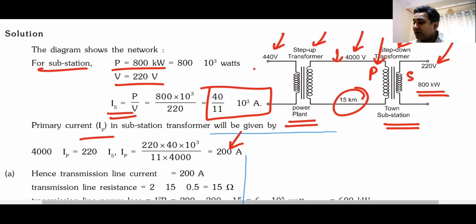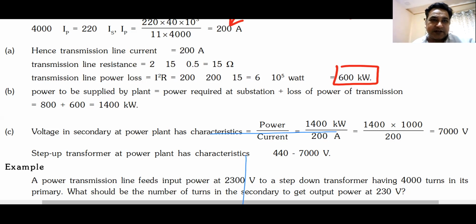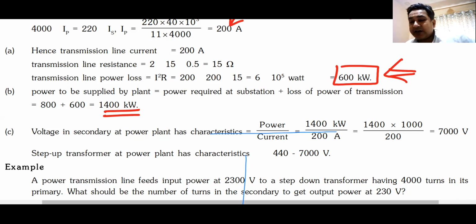That means this much current will be flowing through this cable of 15 kilometers. You can find this total resistance, and from there you can find the losses. Look at the losses. 600 kilowatt is the loss. 800 kilowatt is the requirement there, but you'll have to produce 1400 at least, because 600 is going to get lost in the supply line. Are you getting my point, everyone?